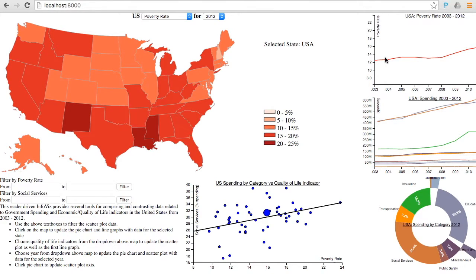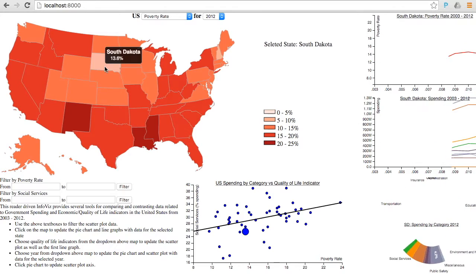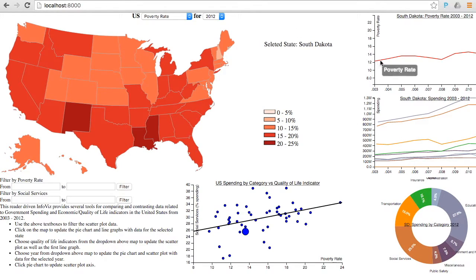So for poverty rate, we have ranges of 0 to 5%, 5 to 10%, etc. So whatever the state's poverty rate is going to determine the shade that it's going to receive. And then if we move over to the right, you can see that we have 2 line charts. The top line chart is a line for the poverty rate for this current state. So right now you can see that we're looking at South Dakota. And from 2003 to 2012, we see the change of the poverty rate over that time period.